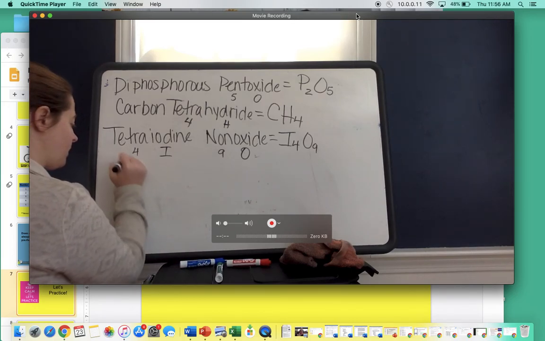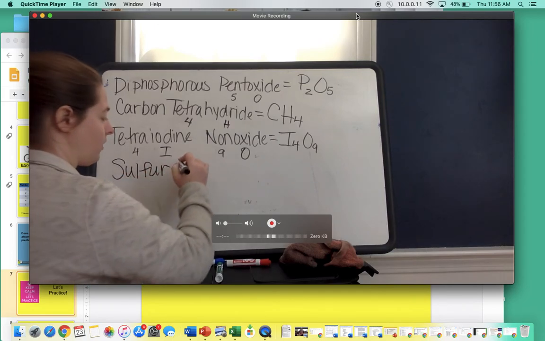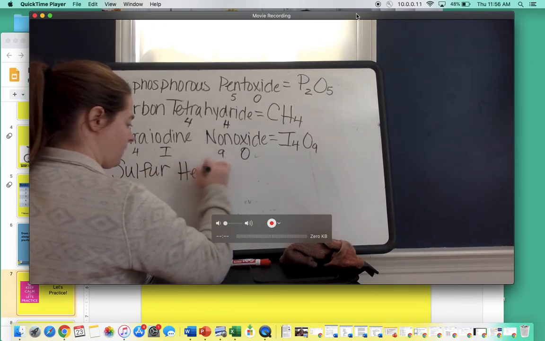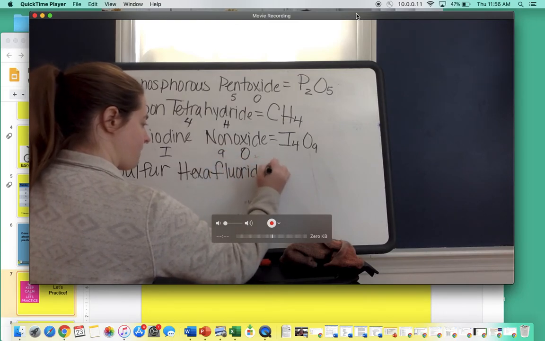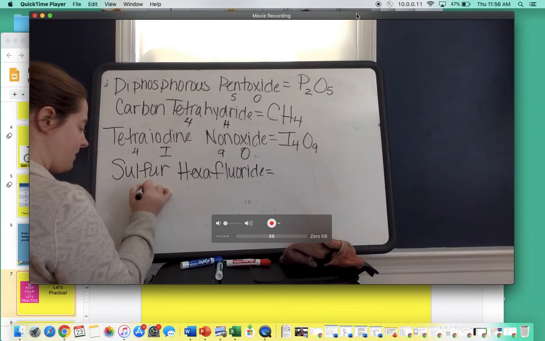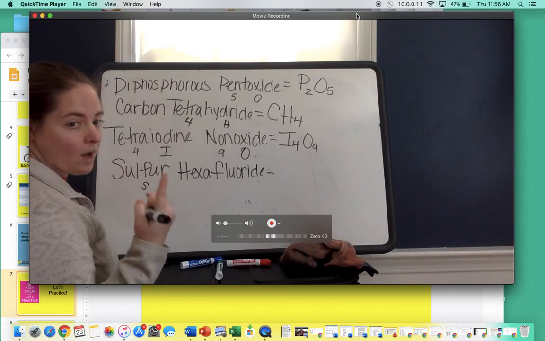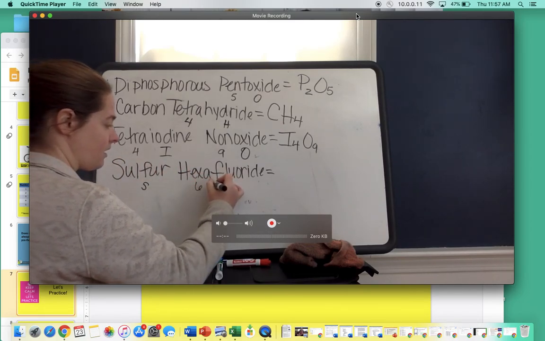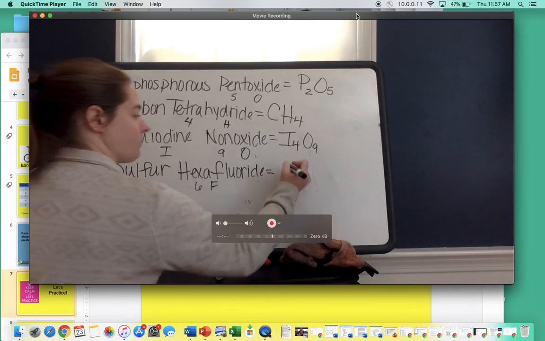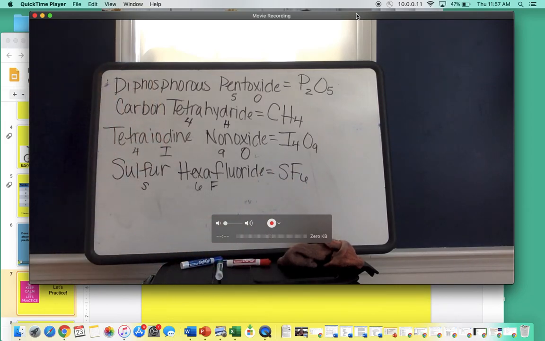We have sulfur hexafluoride, okay. So sulfur we know is S. There's no prefix, so that's going to be no number. And remember, no number is a 1. Just because there's no number, it's not a 0. Hexa is 6, and fluoride is F. So when we write it out, it's SF6. Okay?